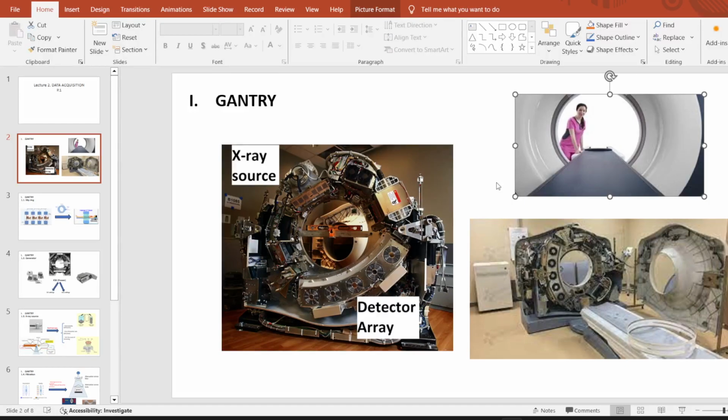I just remember the time one of my students asked me about GE and Siemens 32-slice models. The GE 32-slice model has only a 60 centimeter bore size. On the other hand, the Siemens model made with a 32 detector array has a 70 centimeter bore size.